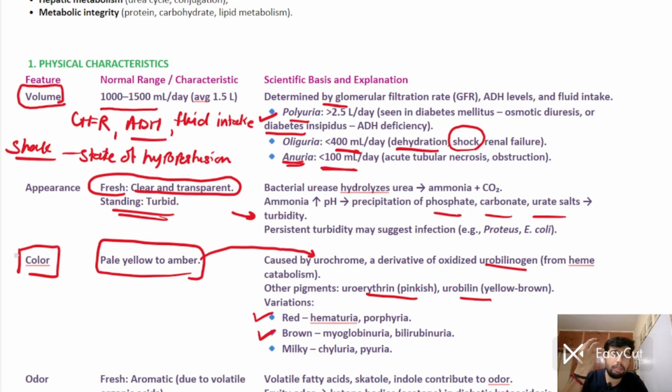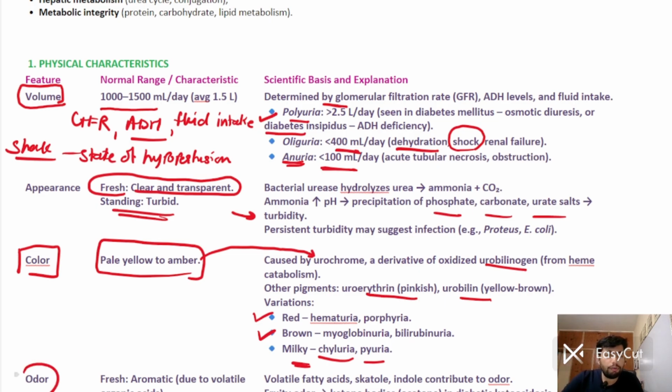Brown color urine is actually due to myoglobin. So whenever there is acute tubular necrosis, there will be a release of myoglobin from the muscles, like in crush injury, and in hyperbilirubinemia, a jaundice-like condition, there will be brown color urine or dark yellow color urine. Milky urine will suggest chyluria or pyuria. Chyluria means there is chyle. Okay, so the lipid amount is more in the urine, and pyuria means the pus amount is more in the urine. I hope this is very clear to you.